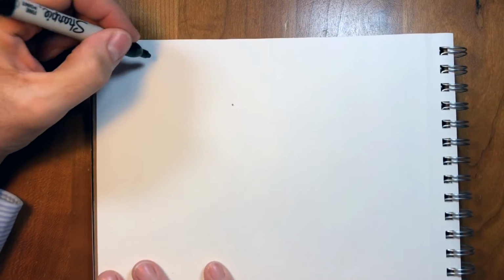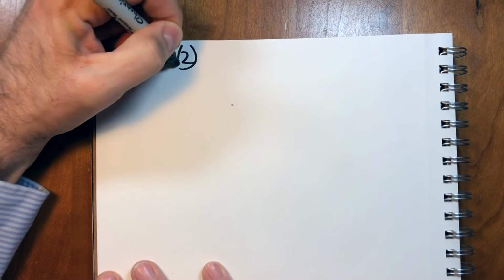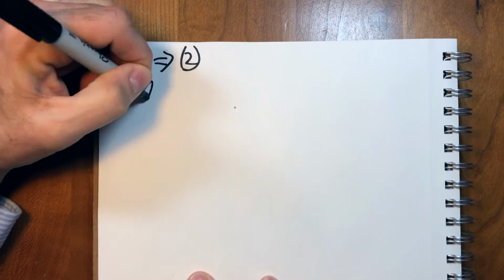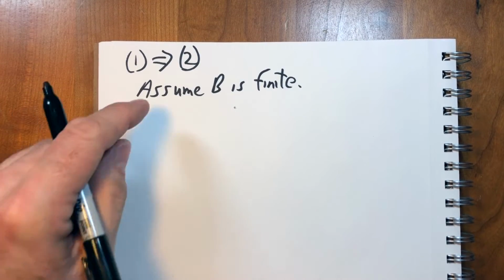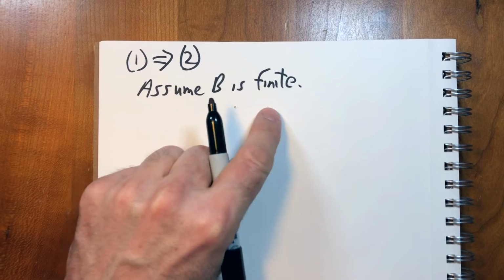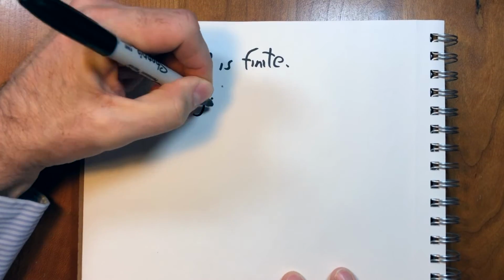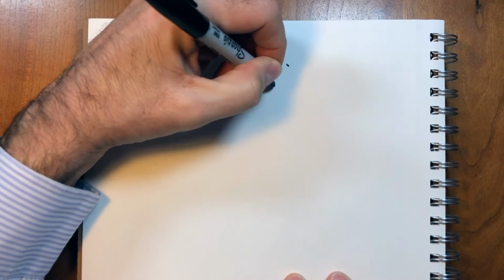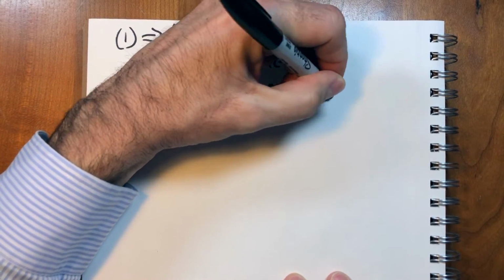Okay, so we'll start with assuming one and prove two. So the first part, this part's easy. Assume that B is finite. We need to show that there's a surjective function from some section of positive integers into B. We assumed that B is non-empty. So finite means that there exists some bijection from B to the subset 1 to n.